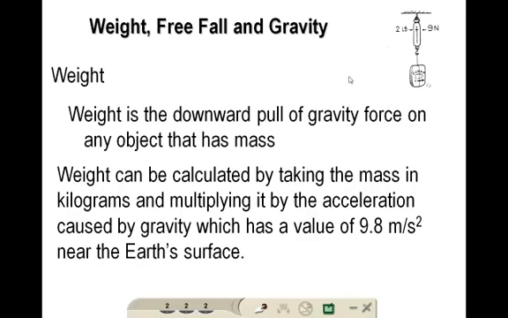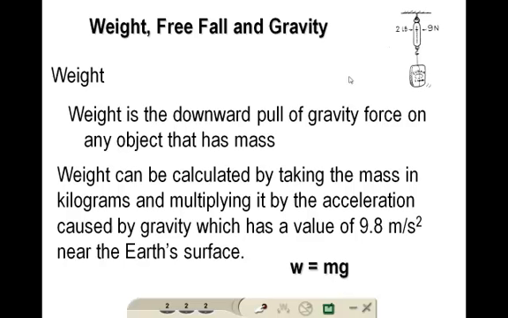Weight can be calculated by taking the mass in kilograms. So you have to get the mass in kilograms and multiply it by the acceleration caused by gravity. We know gravity pulls on everything. It pulls everything down with a certain acceleration. That acceleration is 9.8 meters per second squared, and that's only when it's near the Earth's surface.